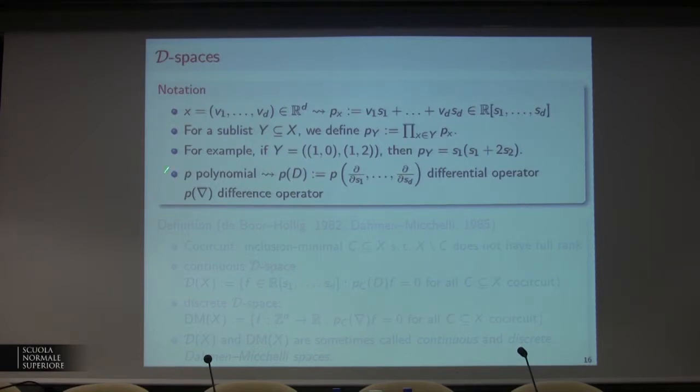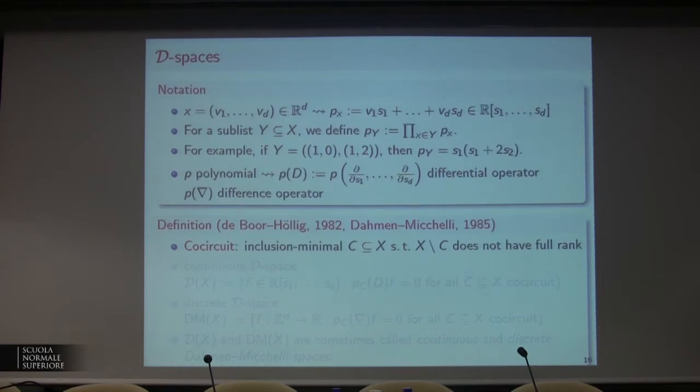And some more notation: if p is a polynomial, then we will write p of capital D to denote the differential operator obtained by replacing each of the variables by a partial differential operator. And p of capital Delta is the same, but with a difference operator. And, had some thoughts on matroids, but you should know a cocircuit is an inclusion minimal subset such that the complement doesn't have full rank. And this allows us to define the continuous D space as the space containing all polynomials that satisfy these differential equations coming from the cocircuits.